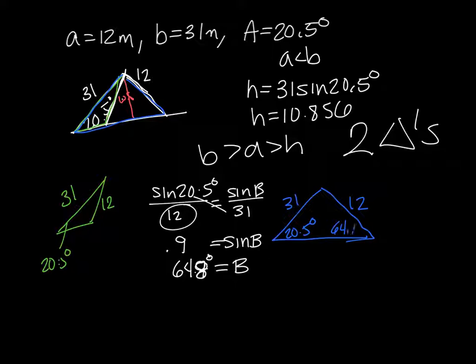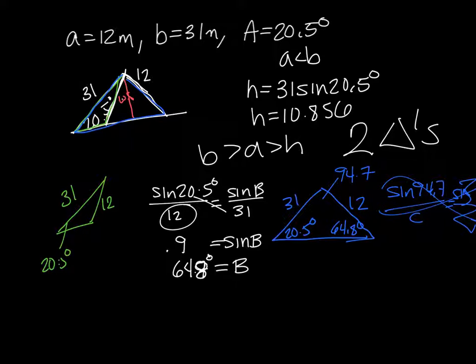So 64.8 degrees. And then I can take 180 minus 20.5 minus 64.8, and that means that this one is 94.7. And then I can use law of sines, sine of 94.7 over c equals sine of 20.5 over 12, cross multiply, and you find the c value. I don't have the answer written down, but you get what I'm talking about. Okay, so that one's done.